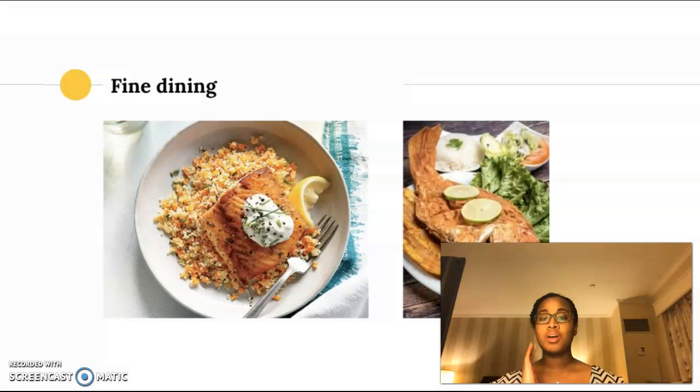Next, we have fine dining. Again, America is on the left, and Panama is on the right. This goes more towards uncertainty avoidance. They stick to what they like, which is why you see a traditional meal. The United States, it's a little bit more fancy. They don't have any problems with trying new things.